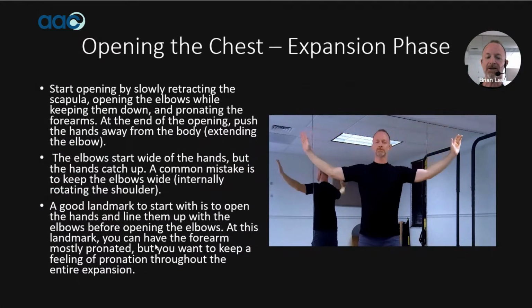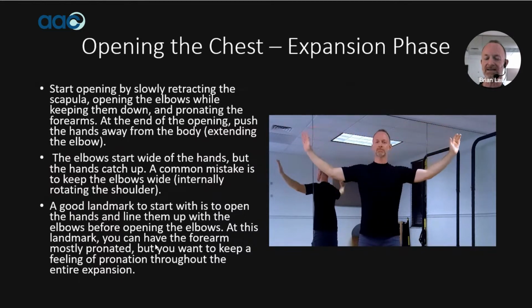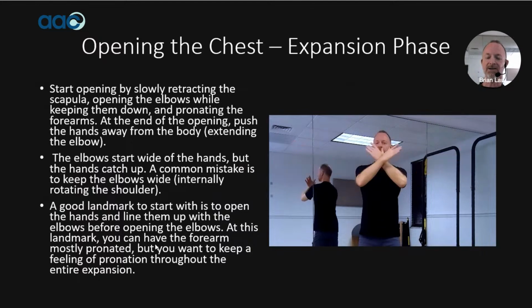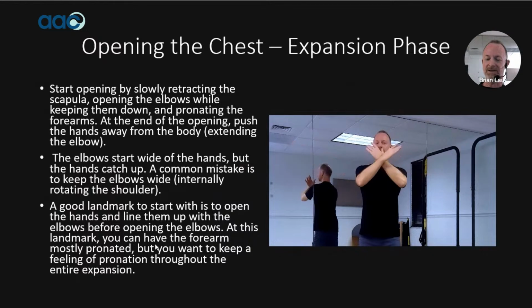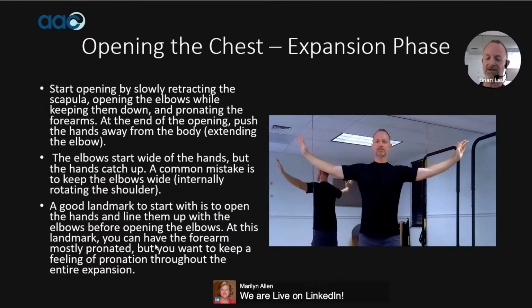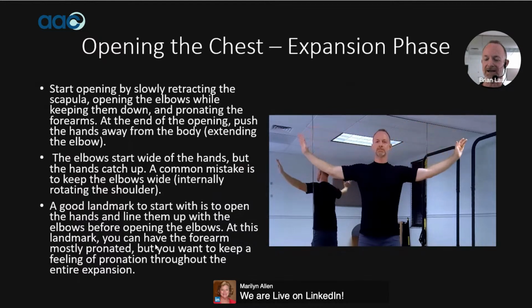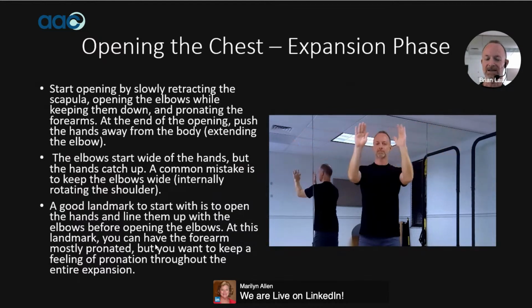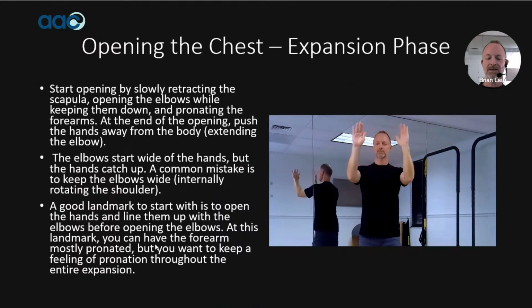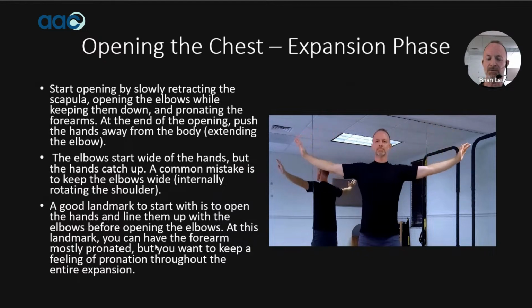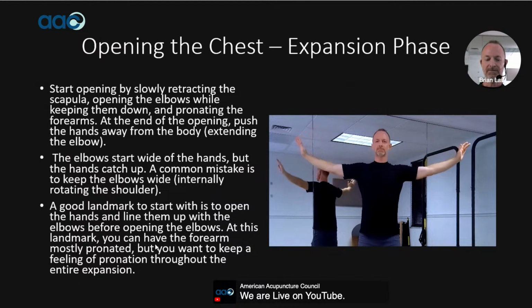So I'm going to start by opening the chest, which really means that I'm starting to retract the scapula. So the scapula are starting to pull together in the back. You might be able to see that in the mirror that I have behind me, that I'm starting to retract, bringing the shoulder blades closer to the spine. I'm opening the elbows while keeping them down, pronating the forearms. So the pronation will start to stretch the biceps. And at the end of the opening, I'm going to push the hands away from the body so the elbows will be extended, also stretching the biceps.